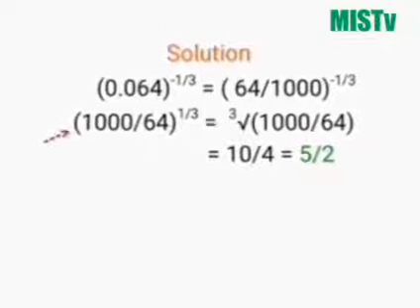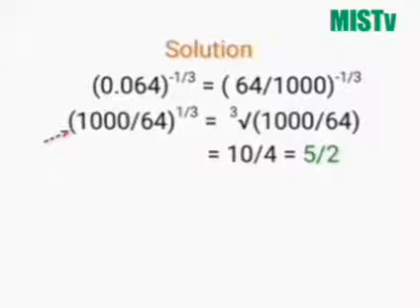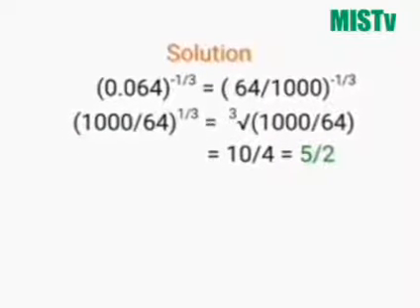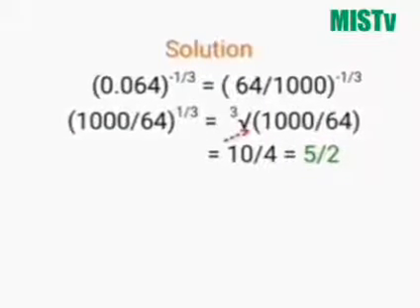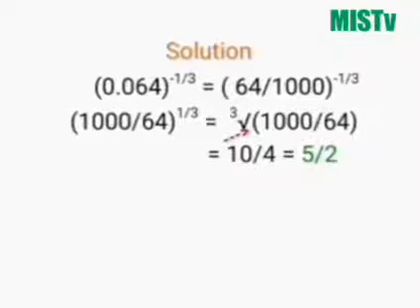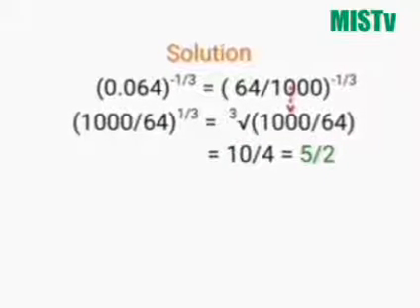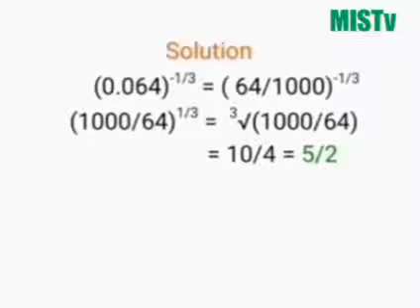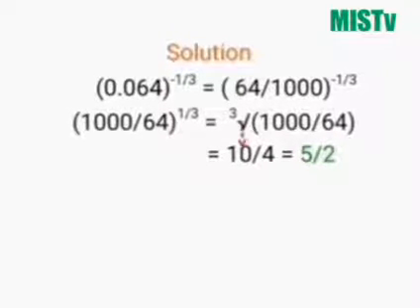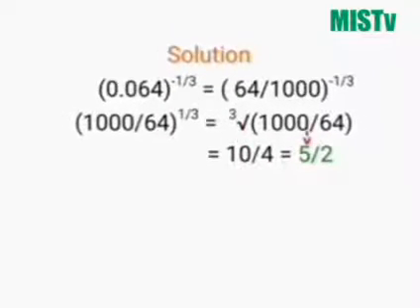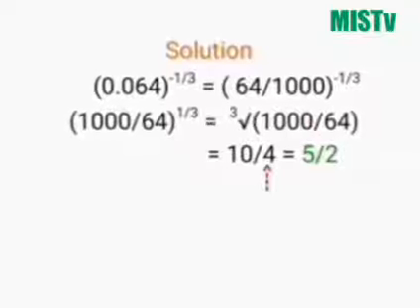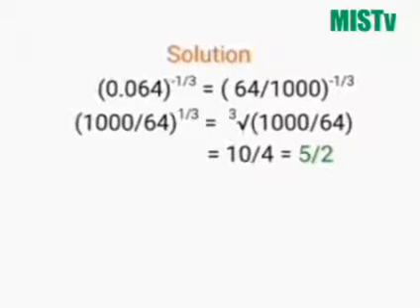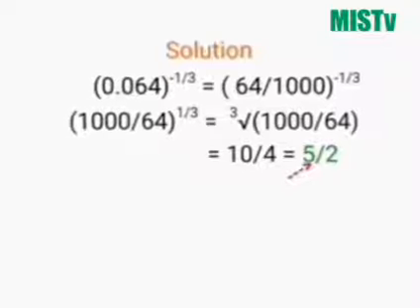Therefore, 1000 over 64 in bracket raised to power 1 over 3 can be written as cube root of 1000 over 64. The cube root of 1000 is 10. The cube root of 64 is 4. Now, 2 divided into 10 gives 5. 2 divided into 4 gives 2. Therefore, the answer is 5 over 2.